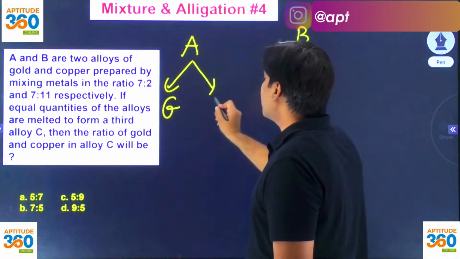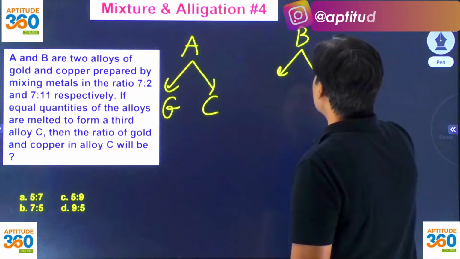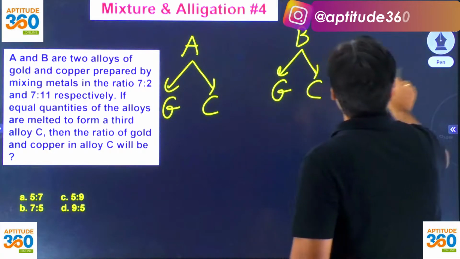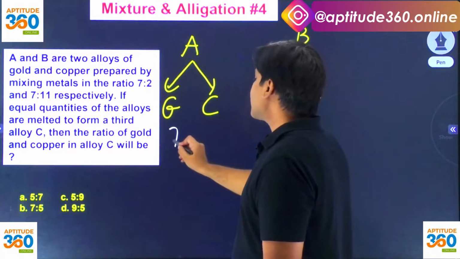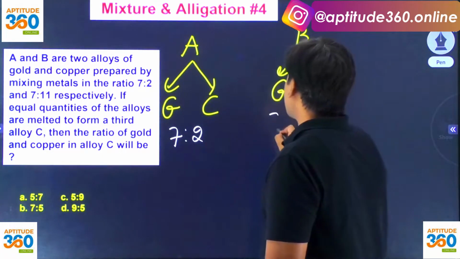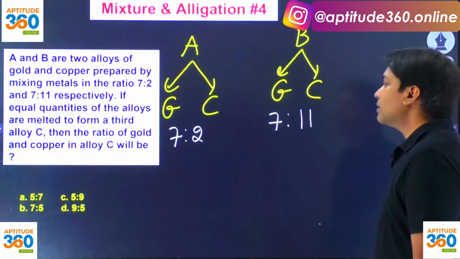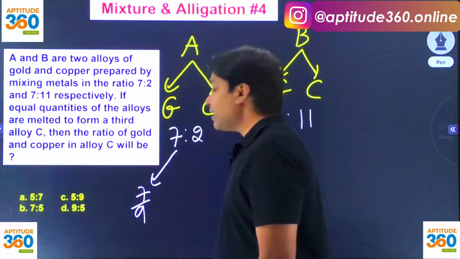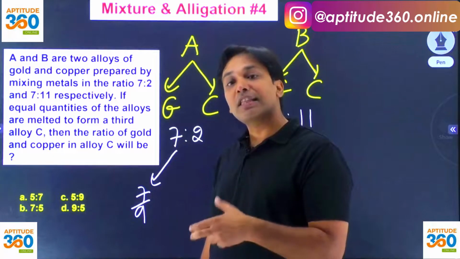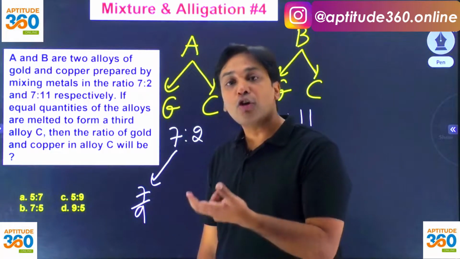So this is gold and copper. Similarly here you have got gold and copper. Their ratios are obviously different. In the first one it is 7:2 and in the second one it is 7:11. You have learned in the ratio classes that this will be 7/9. Gold is going to be 7/9 of the total quantity of alloy A.